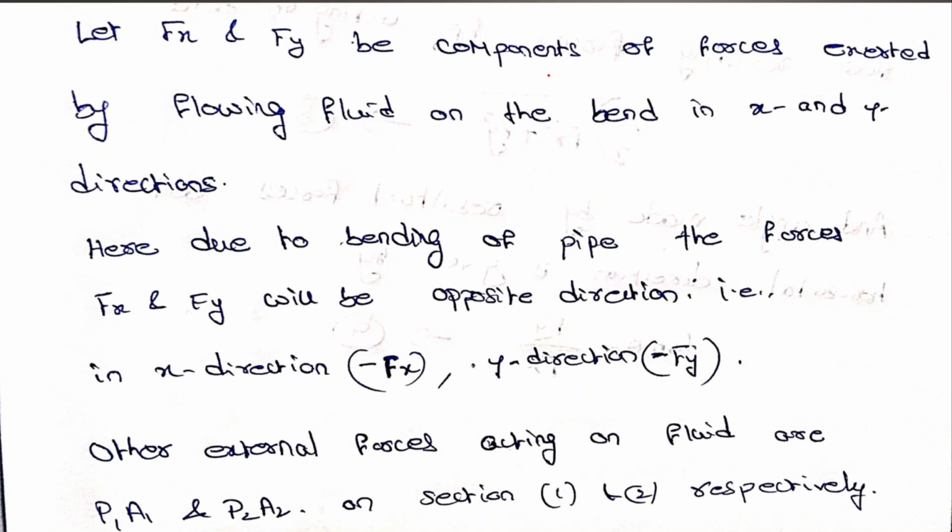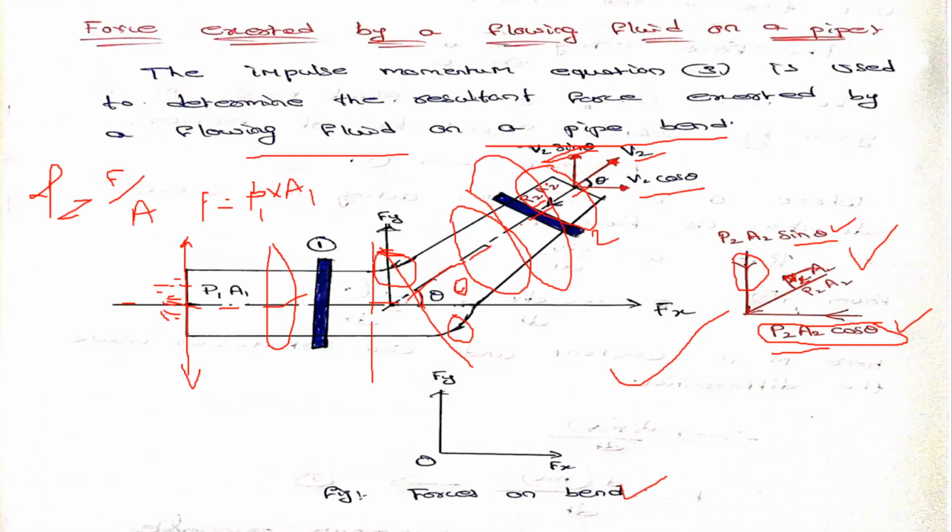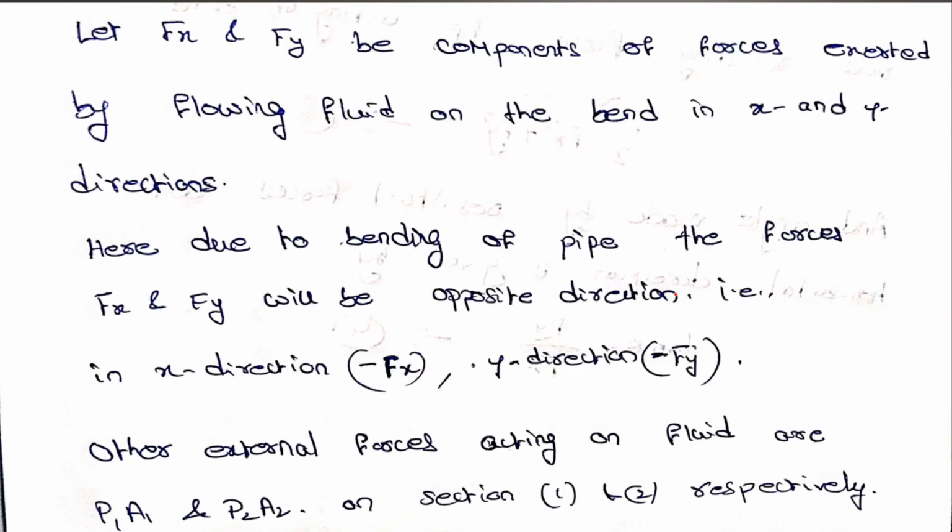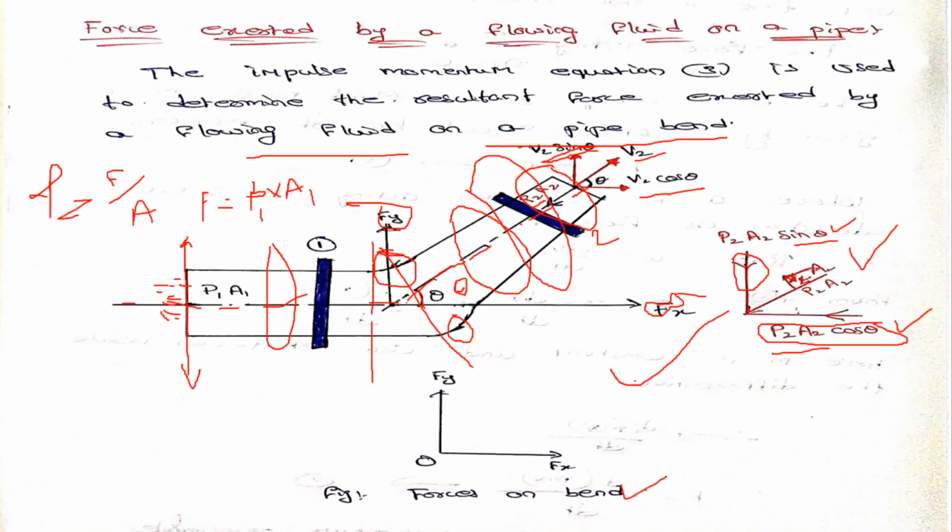Let Fx and Fy be the components of forces exerted by flowing fluid on the bend in x and y direction. See here, exactly at the bending I am seeing two directions, one in x direction and one in y direction, Fx and Fy. Now here, due to bending of pipe, forces Fx and Fy will be in opposite direction. Due to this bending, we have to take this one in opposite direction.